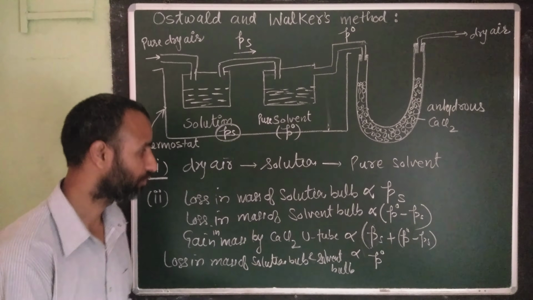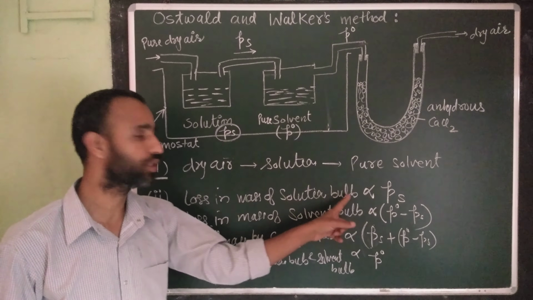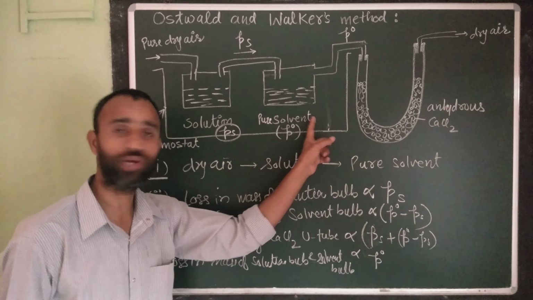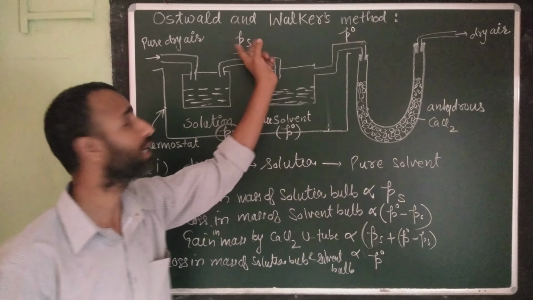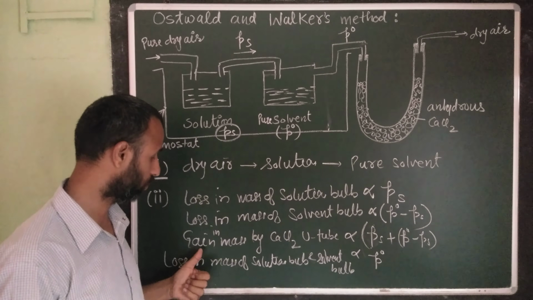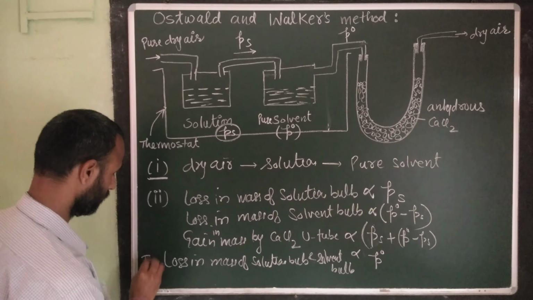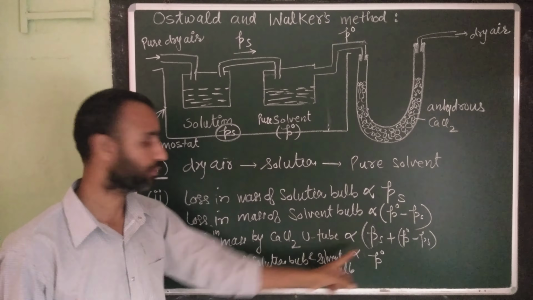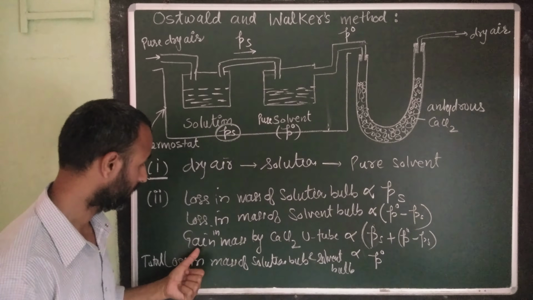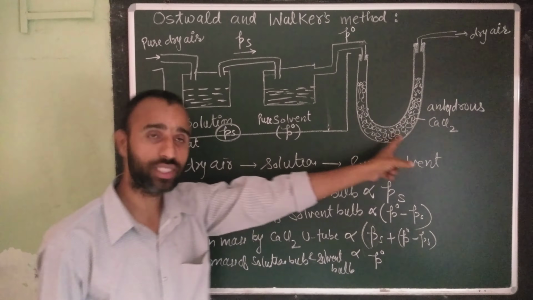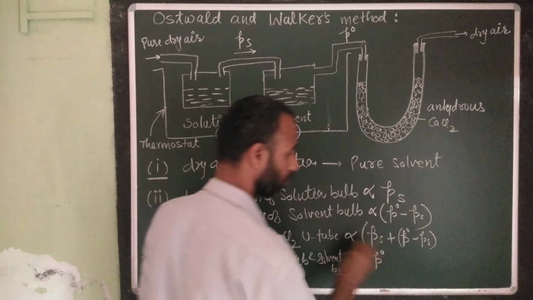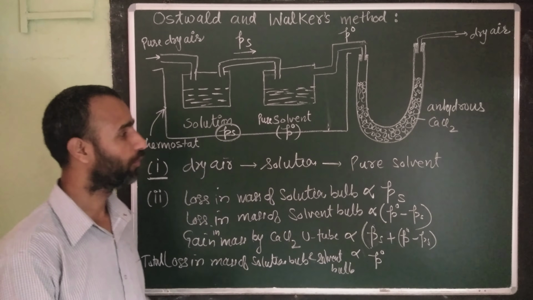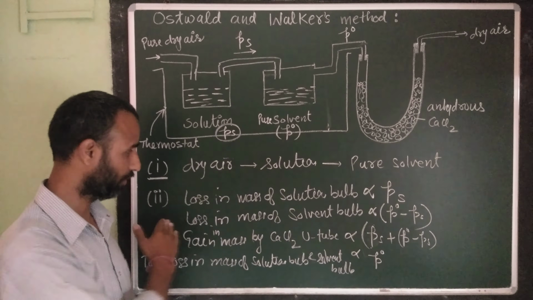Got an idea? First we calculate loss in mass of solution bulb, that is proportional to PS. Loss in mass of the solvent bulb, that is proportional to P naught minus PS. And total loss in mass in solution and solvent bulb is proportional to P naught, or gain in mass by CaCl2 is also the same, that is proportional to P naught. Right? Now just note it down, then we proceed further.